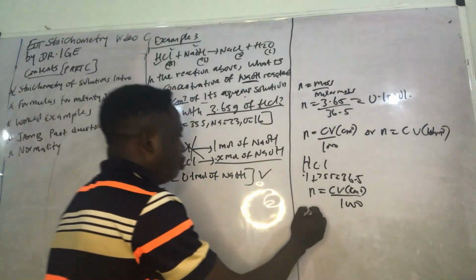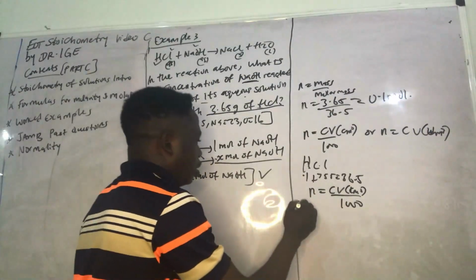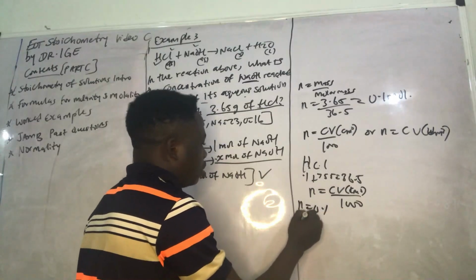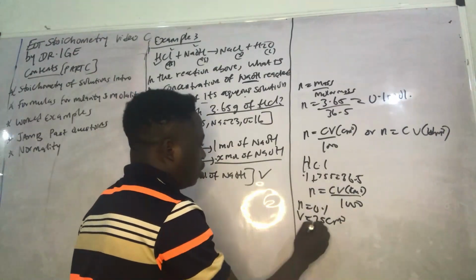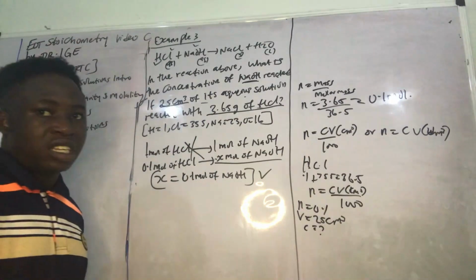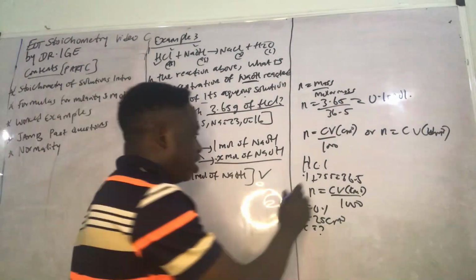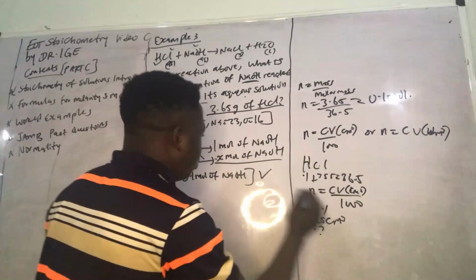So it means we already have n. We have calculated n as 0.1. We have calculated the volume as 25 cm³. But let's look for what? C. So we can easily get this. You can easily get this, right? So let's solve it here.